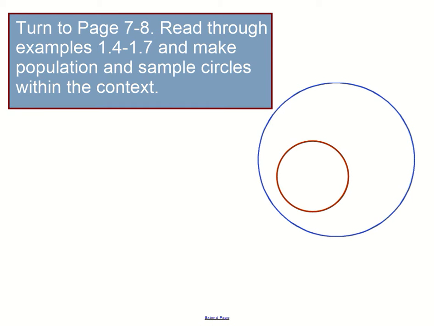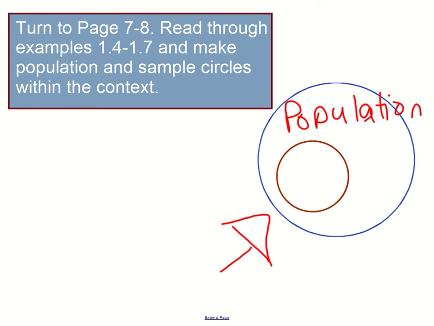So what I would like you guys to do now is turn to pages 7 through 8 in your textbook. Read through examples 1.4 and 1.7. Example 1.4 is on page 7, and the other 3 are on the next page. And what I would like you to do is make these population and sample circles about these different examples. So take your population, put that in the big blue circle, and think about, okay, what is the sample in this example? And put the sample in your little red circle. So go through, for examples 1.4 and 1.7, and identify these. You can pause the video here because I'm going to show you what I think on the next slide.